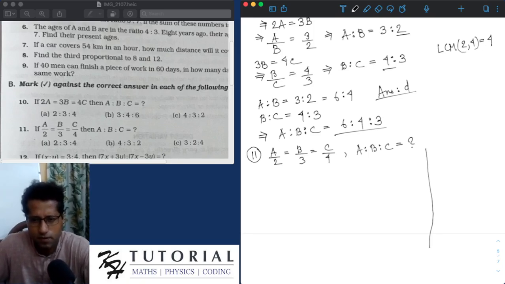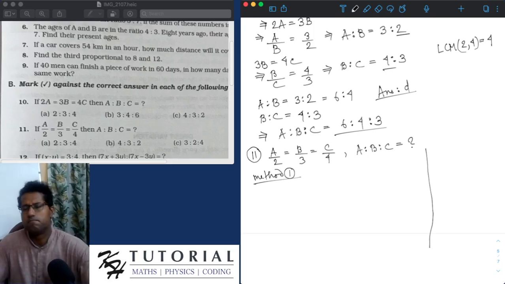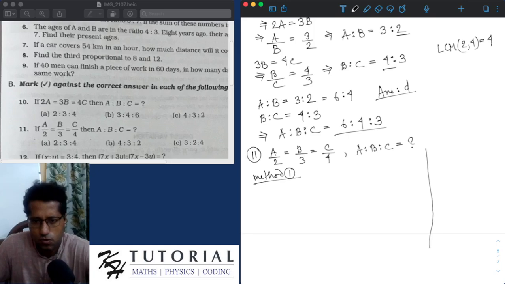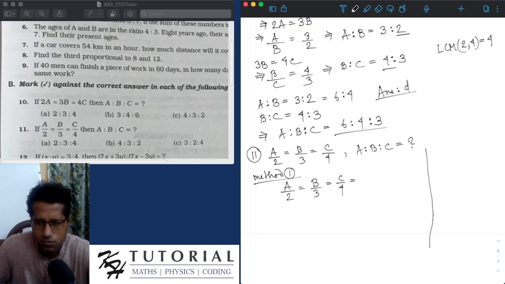So, method 1, let me solve this problem in a different method, which could be the method given in the textbook. Since a by 2 equals b by 3 equals c by 4 is given, we let this equal k. Now from this we can say that a equals 2k, b equals 3k and c equals 4k.